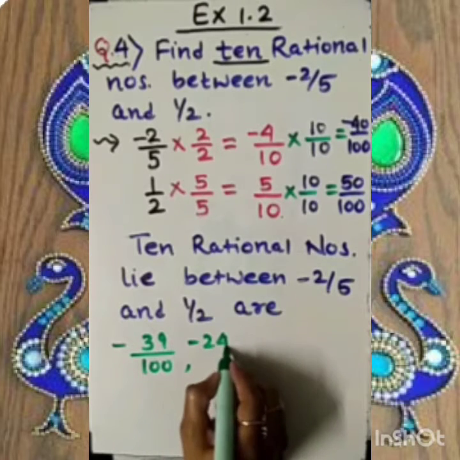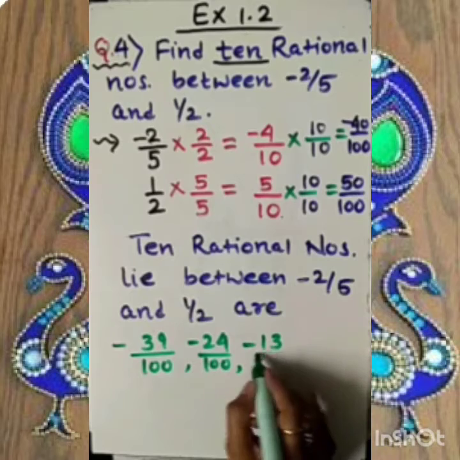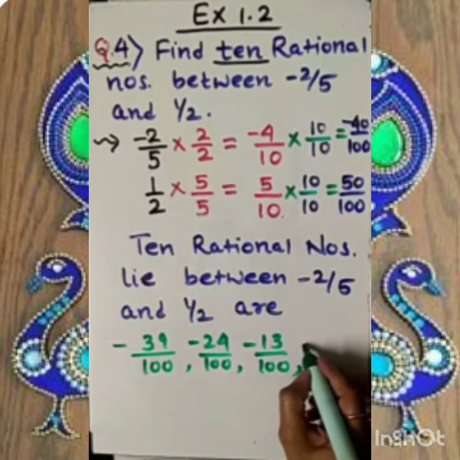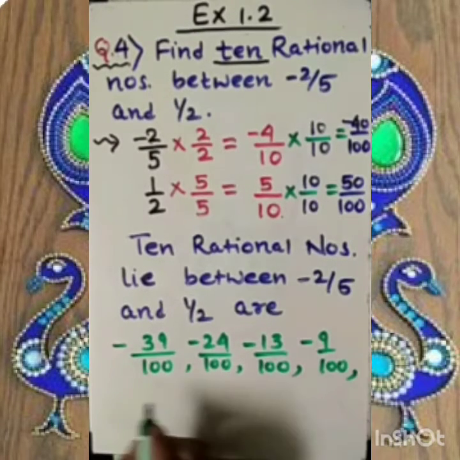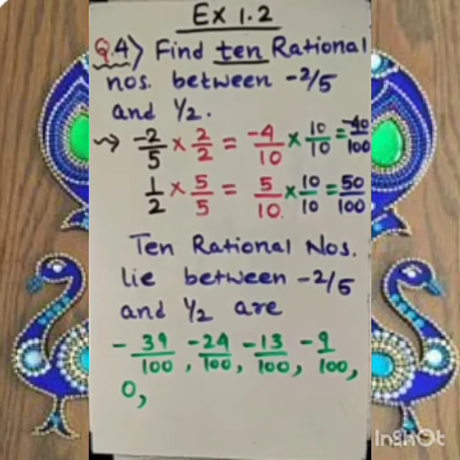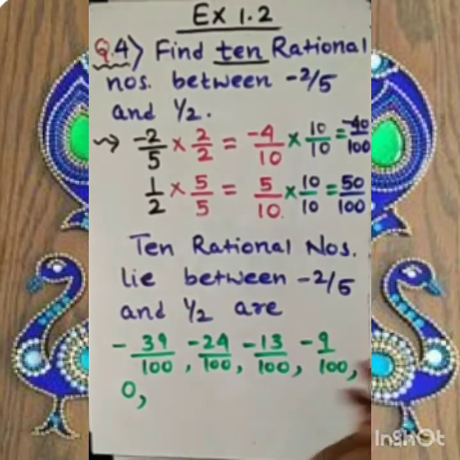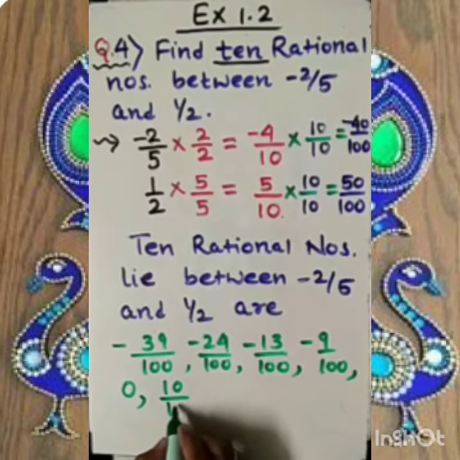Minus 24 by 100, minus 13 by 100, randomly I am choosing, and bringing them to positive. Minus 9 by 100. Of course, 0 by 100 means 0 is also a rational number. Please remember, dear students, 0 is also a rational number. Now let's proceed to positive. Till 50 we can choose any. Let me take 10 by 100.